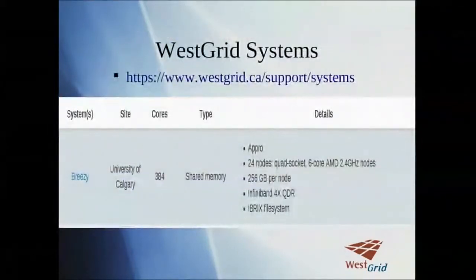If you are not sure which system is good for you, please visit the WestGrid webpage. If you go to support and systems, there is a huge list of the resources we have. I just pointed out the first entry there. That's the system called Breezy, located at the University of Calgary. You see the number of cores it has, its type, and more details: what is the interconnect, what is the file system, how much memory we have per node, and so on.